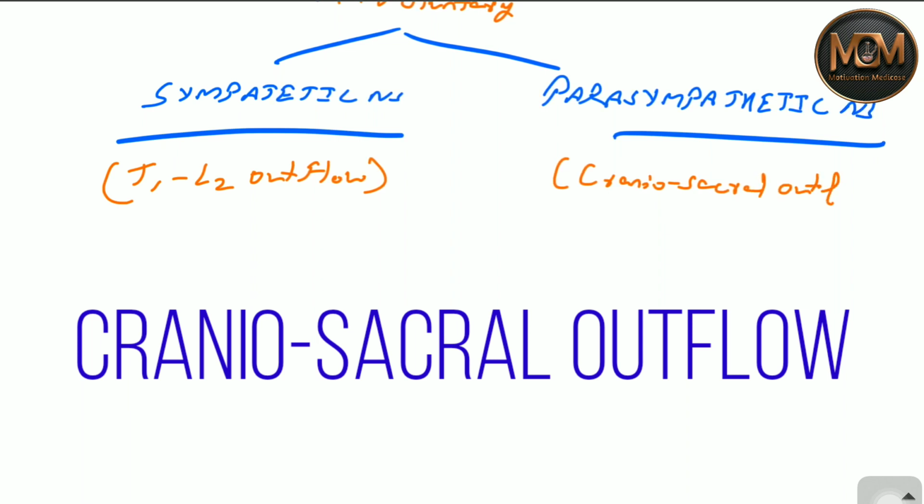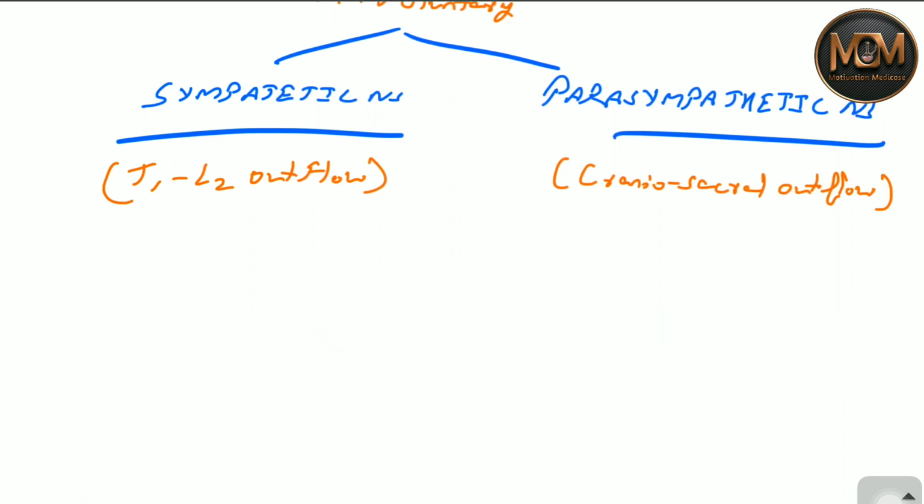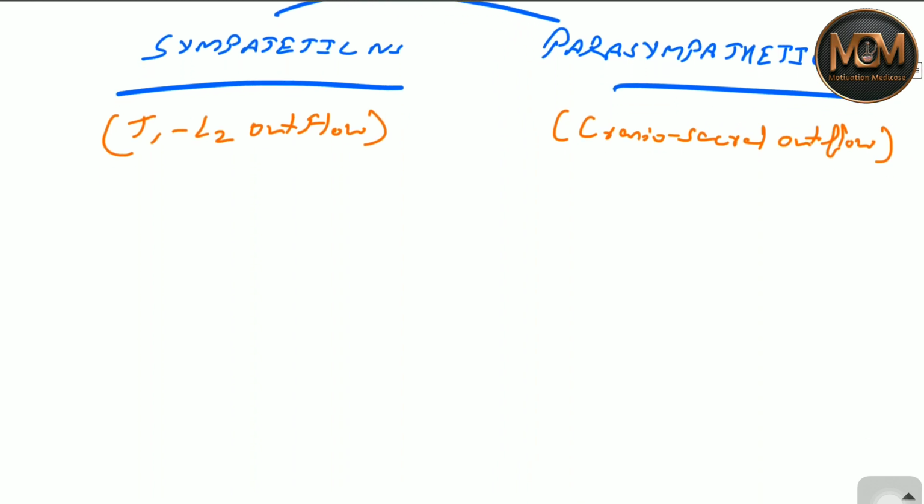What does this mean by thoracolumbar and craniosacral outflow? It means basically that from T1 to L2, these nerves supply the sympathetic system, while the cranial and the sacral regions supply the parasympathetic system. To remember from which region sympathetic is coming and from which region parasympathetic is coming, I have a very interesting trick.